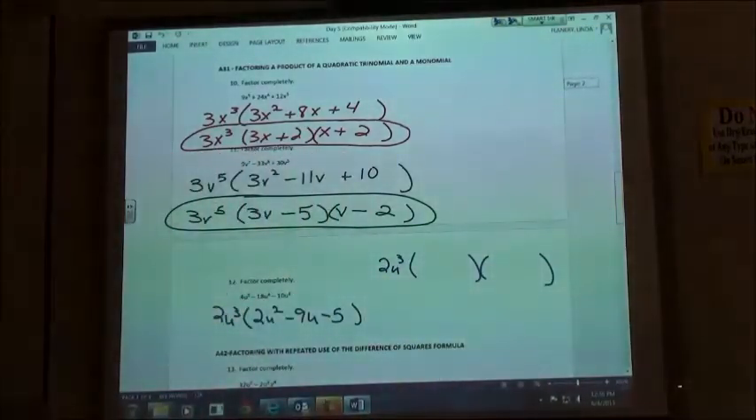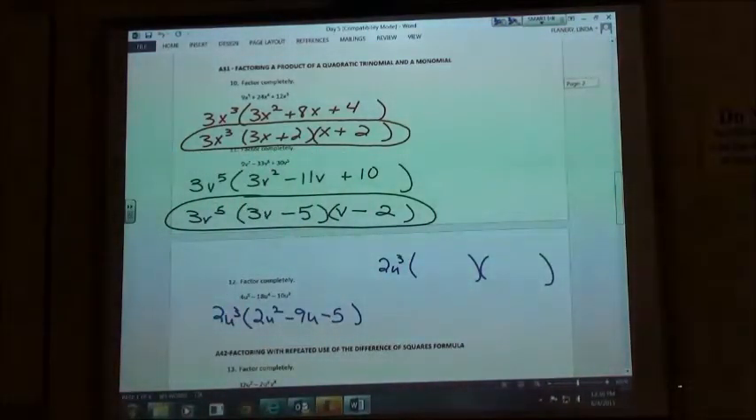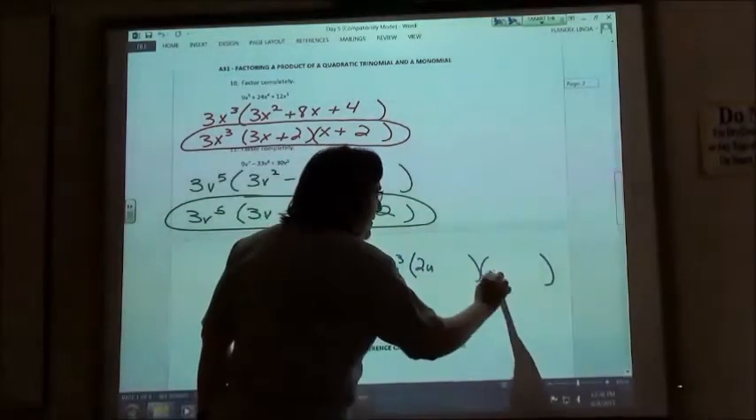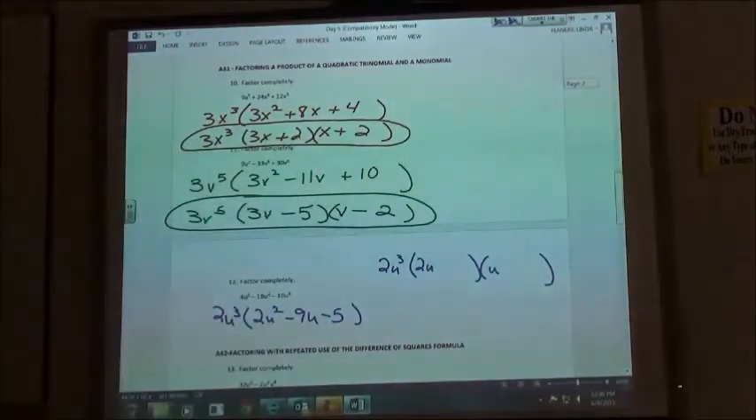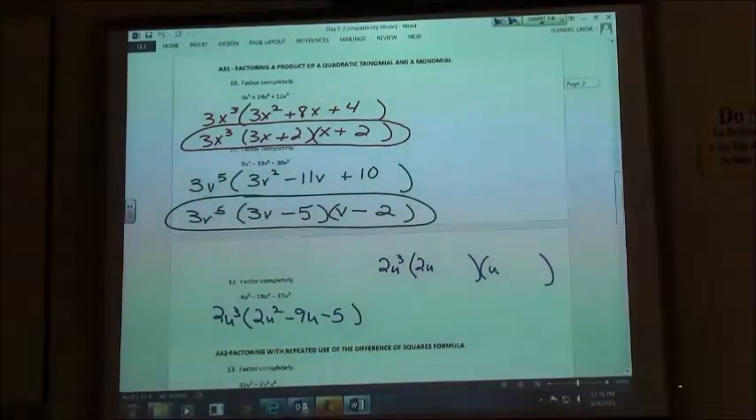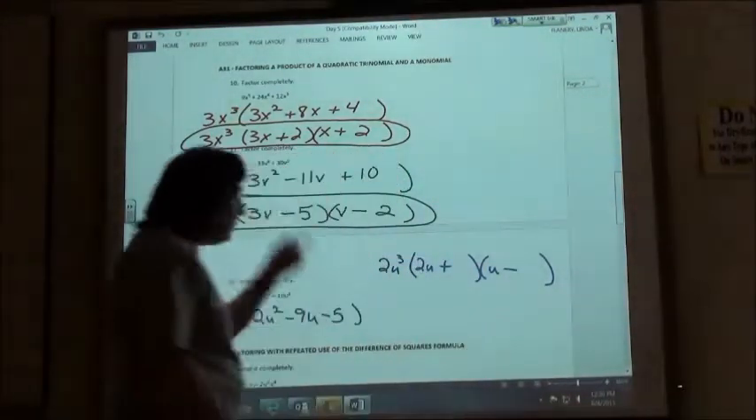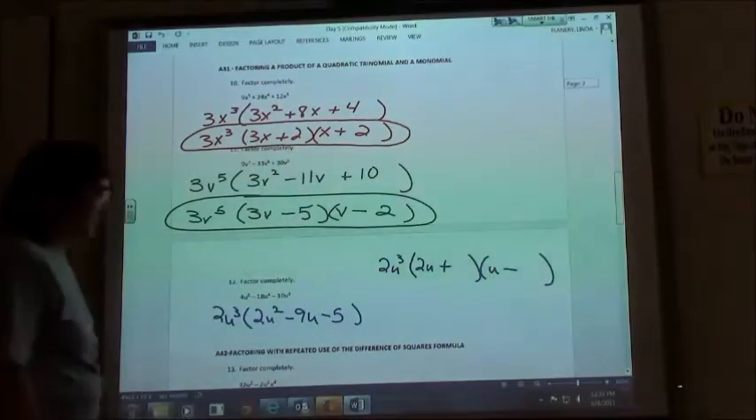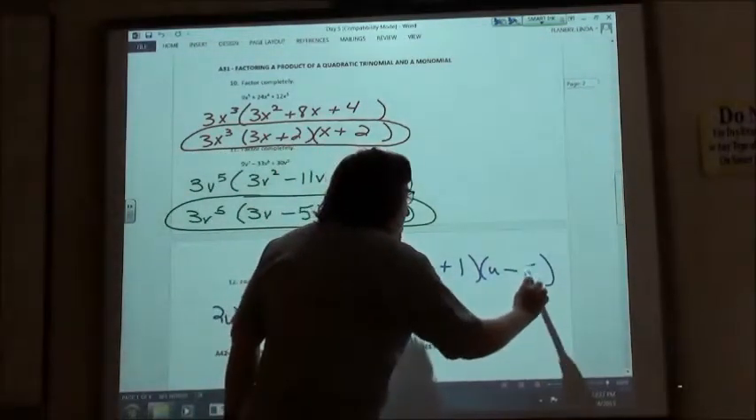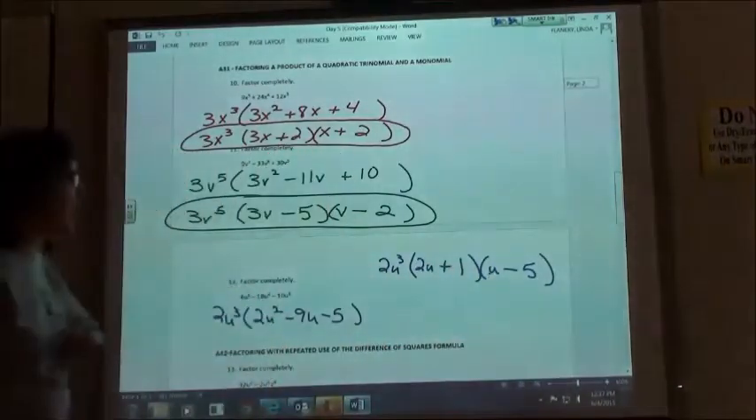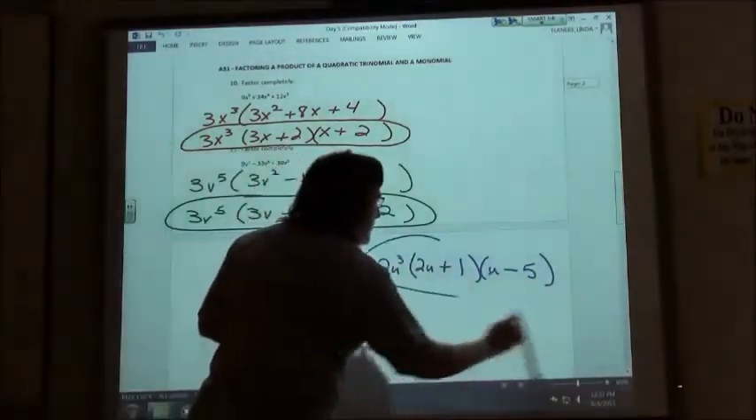Factoring the 2u squared minus 9u minus 5. So factors of 2u squared, 2u and u. My signs, positive and a negative. And my factors of 5, plus 1 and a minus 5, so that we get negative 10 plus 1, which is the negative 9 in the middle that we want.